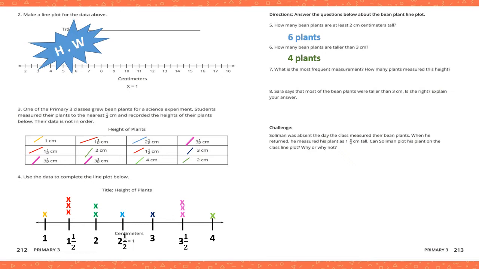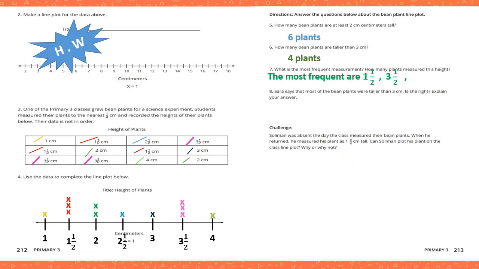Number 7. What is the most frequent measurement? How many plants measured this high? The most frequent are 1.5, 3.5, because there are here the 3 x's. This is the highest frequent, so I will take it 1.5 and 3.5.